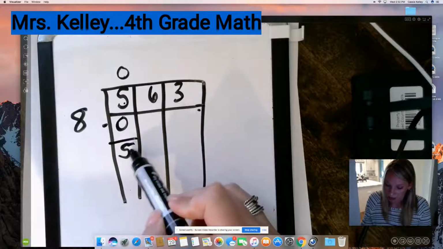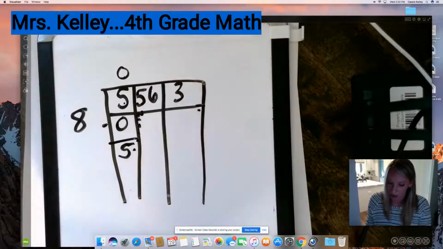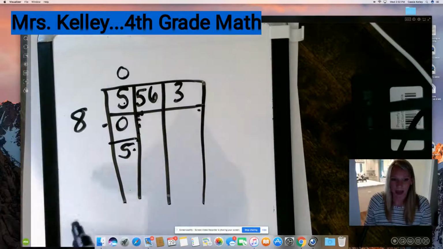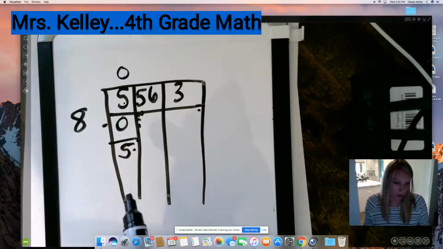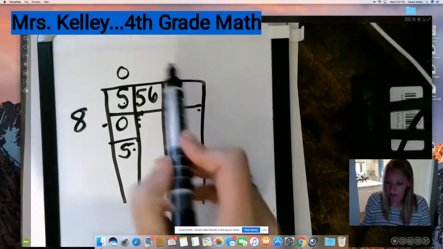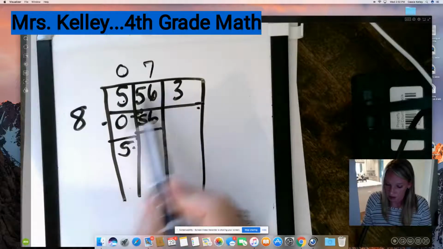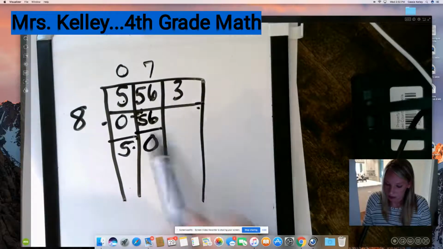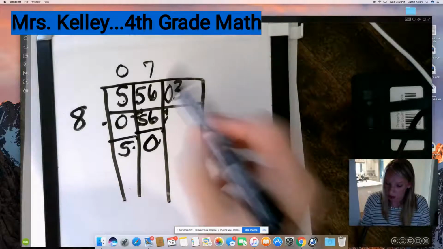I take this number and I move it next door, right? Now, 8 divided into 56. Think about your multiplication facts. You're supposed to be remembering those, correct? Good. 8 times 7 is 56. 56 minus 56 is 0. I take this 0 and I move it next door.